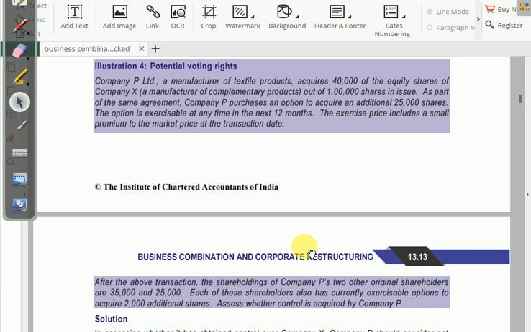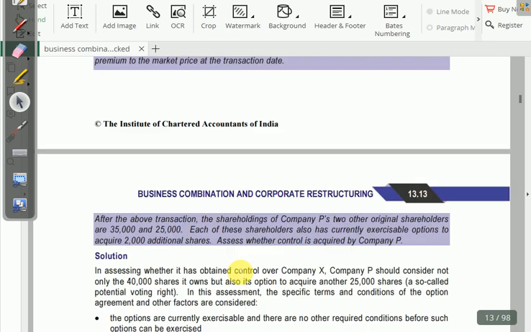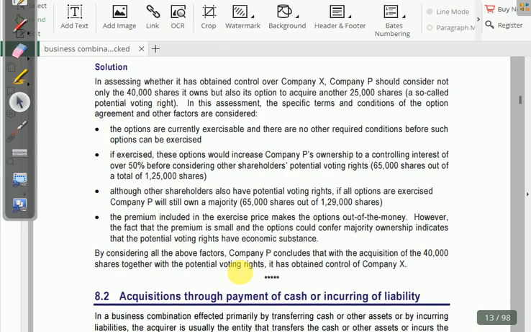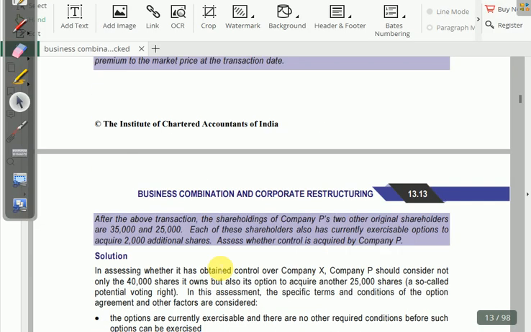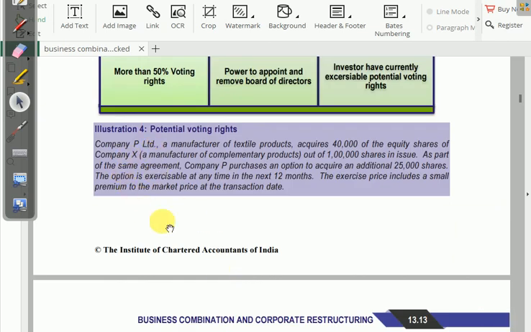So 50.38% is more than 50. Sorry, it is not less than 50. So for acquiring the control, you have not less than 50% of the equity shareholding stake. So you are having a stake. Say we see this by an example. What is the company name? Company P.